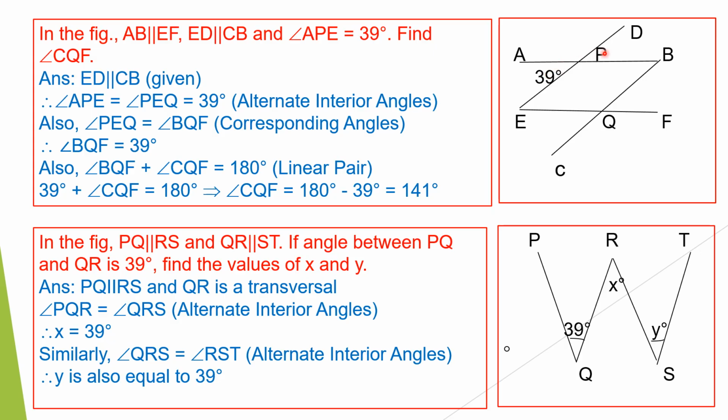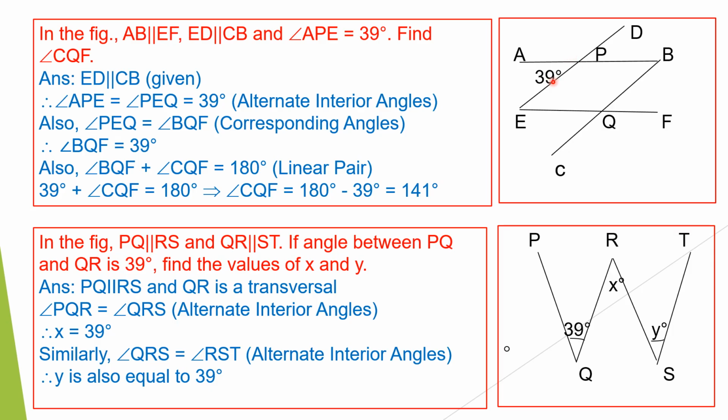39 degrees, this is also 39, vertically opposite angles. This angle plus this angle is 180 degrees, linear pair. And this angle plus this angle is also 180 degrees, linear pair. If you subtract 39 from 180, you will get these angles. Once you get this angle, this is the vertically opposite angle.